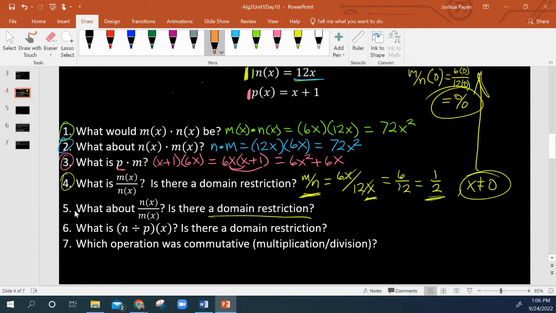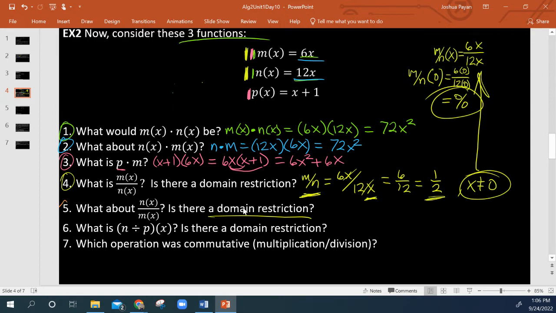Okay, so now let's get back on track. And I underlined the wrong thing. I should have underlined there. But that was number 4, and that was our domain restriction. Well, now we're being asked the same thing here on number 5, n over m this time. So n over m this time, right? So that's going to be 12x over 6x. And of course, we know that's going to reduce down to 2.